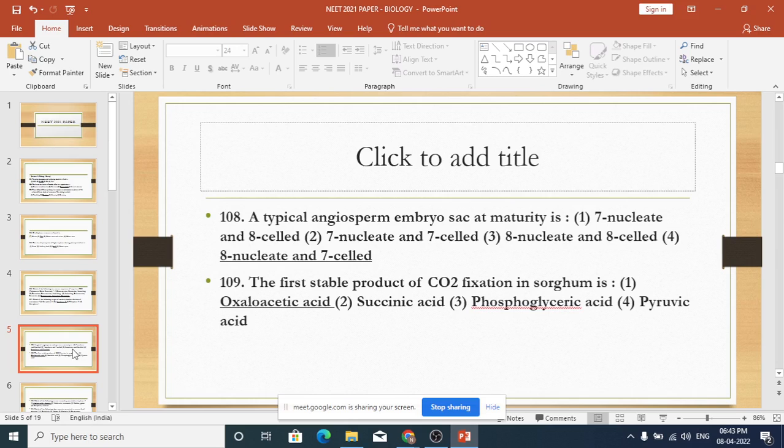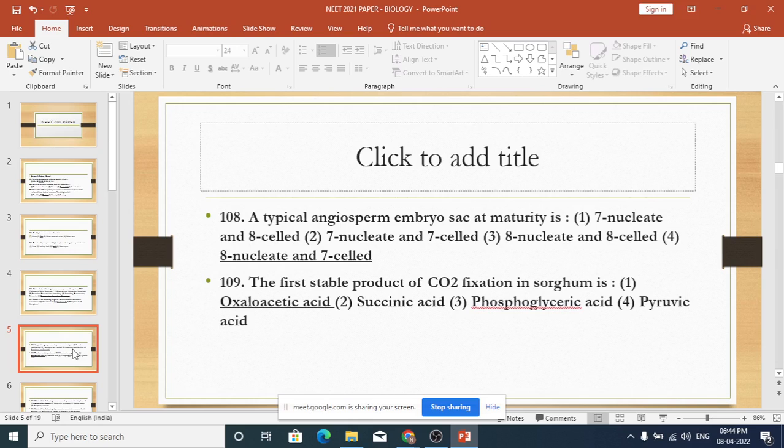11th, sir. So what is the answer? They have given 8 nucleate and 7 celled. The typical angiosperm embryo sac at maturity is 8 nucleate and 7 celled. Can anybody explain on this? Or have we covered this in our class or in your school? If you want to give some small description, you can give.